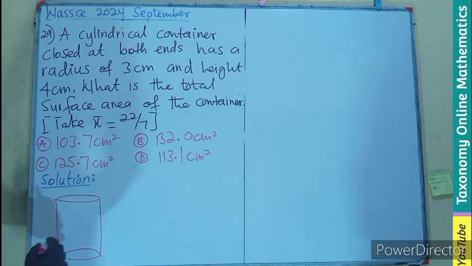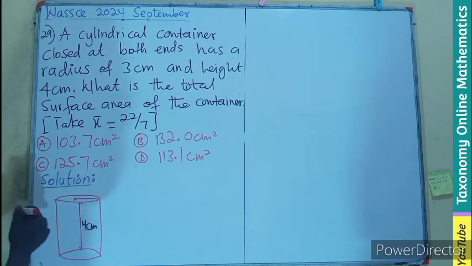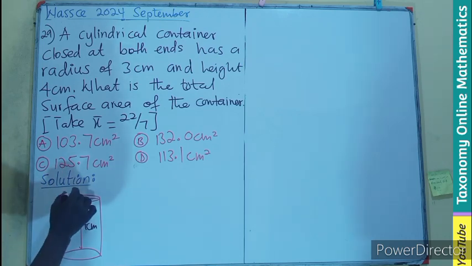So this is the container. We know the height is from the top to the bottom, that will be 4 centimeters. Then the radius is just from the center to the circumference, and that is given to us as 3 centimeters.